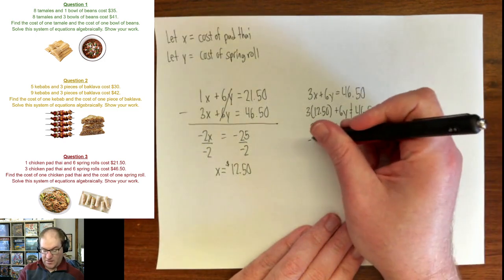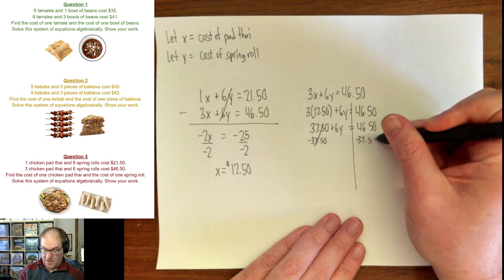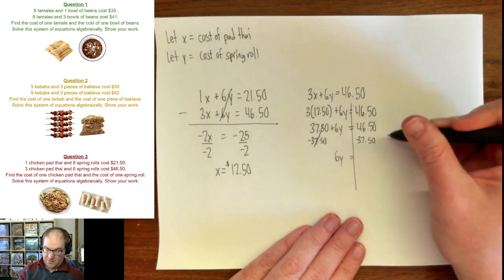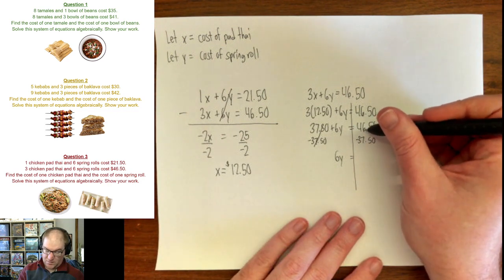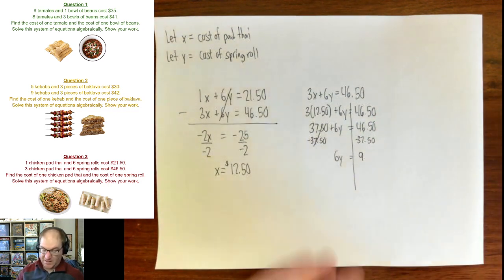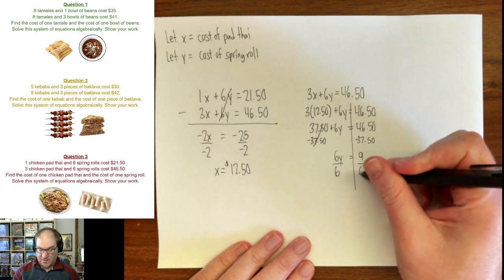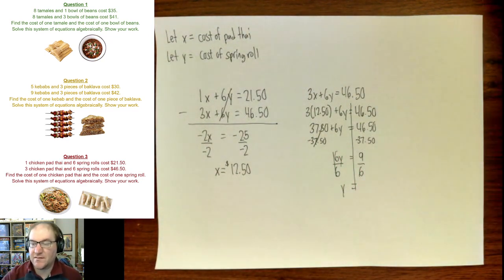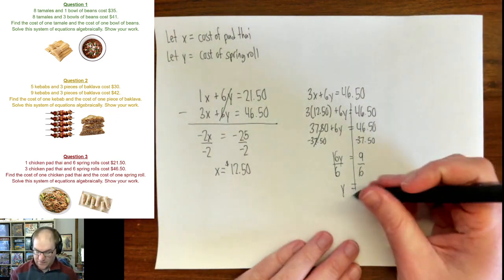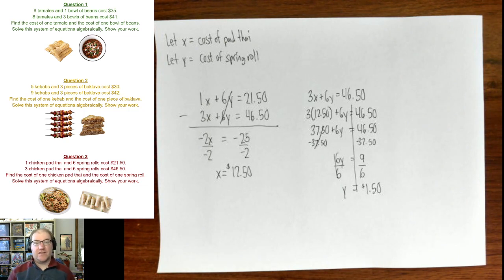Let's solve using inverse operations. Subtract $37.50 from both sides and we get $9. And divide both sides by 6 and get y equals, what's 9 divided by 6? It's $1.50, isn't it? Yeah, $1.50. So that means spring rolls cost $1.50 each.